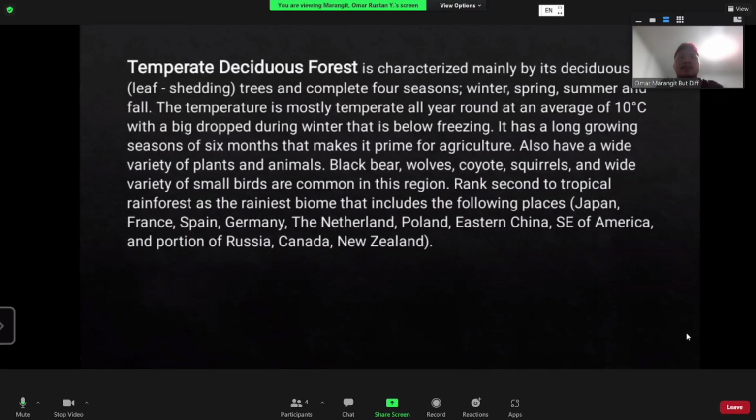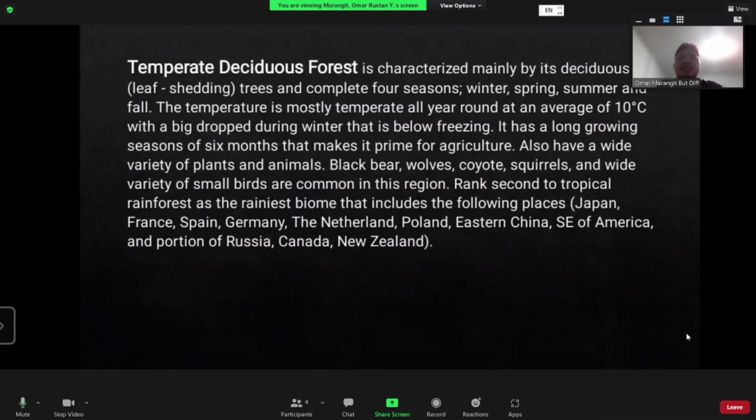This is below freezing. It has also long growing season of 6 months that makes it prime for agriculture. Also have a wide variety of plants and animals. Black bear, wolves, coyotes, squirrels, and wide variety of small birds are common in this region.